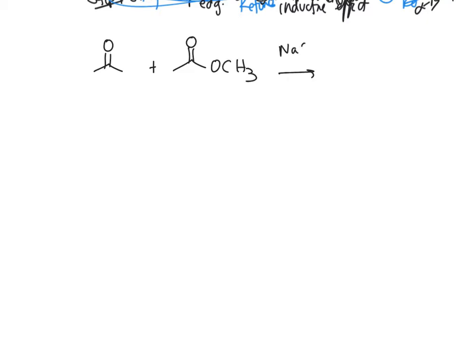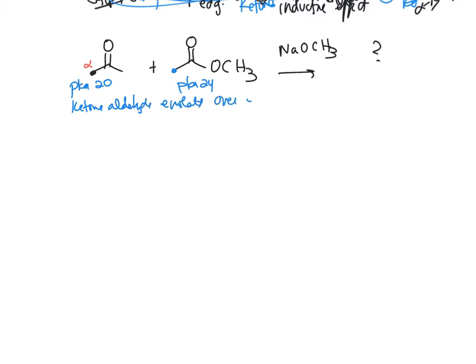And you would want to do that in sodium methoxide, like I said, so you don't get transesterification or saponification. And now we have to draw the product and the mechanism. So here you've got to say, okay, here's my carbonyl. I could have this as an alpha carbon, or this could be an alpha carbon, right? And then you're like, well, okay, there's two alpha carbons. This pKa is 20. This is a pKa of 24. So the ketone or an aldehyde will be the enolate over the ester.